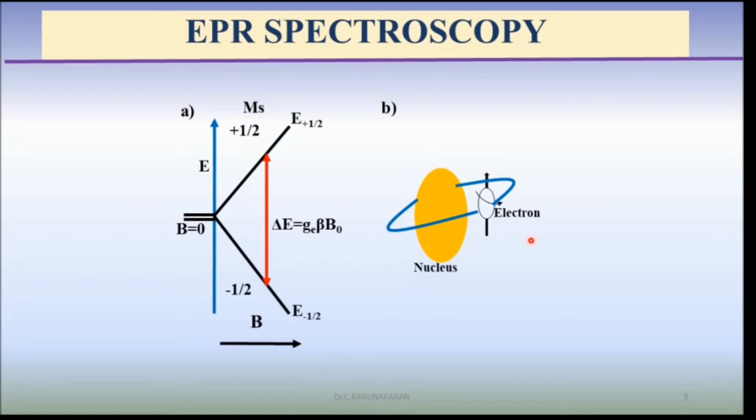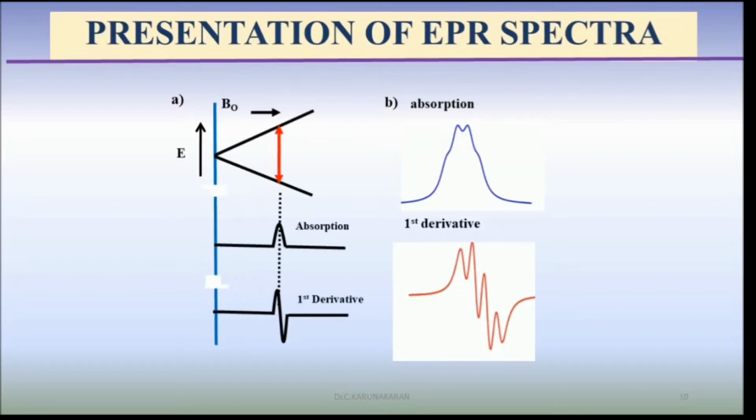The electron spins about its own axis and also revolves in an orbit. I forgot to tell, ESR spectroscopy is also called electron spin resonance spectroscopy, electron paramagnetic resonance spectroscopy, or electromagnetic resonance EMR spectroscopy. How are the EPR spectra presented?